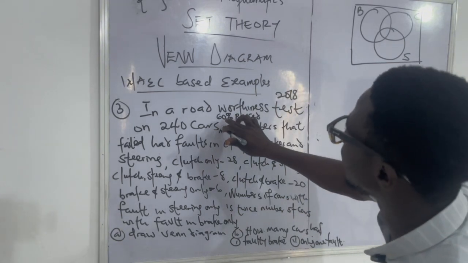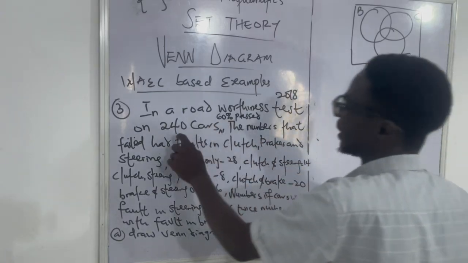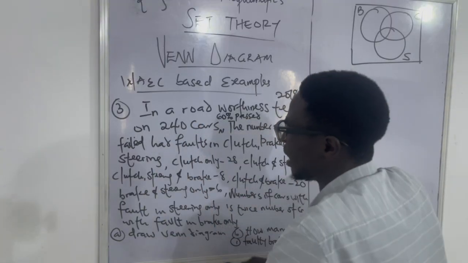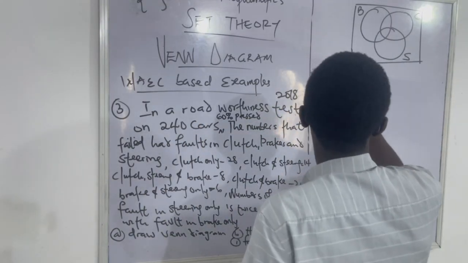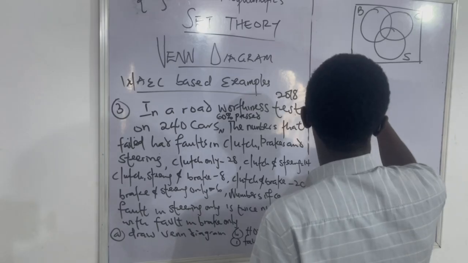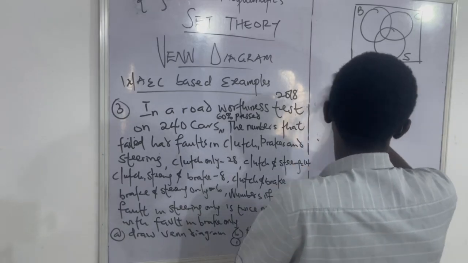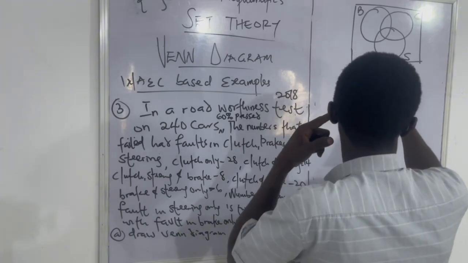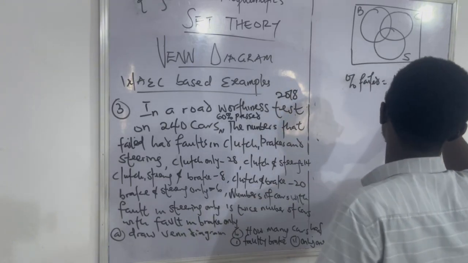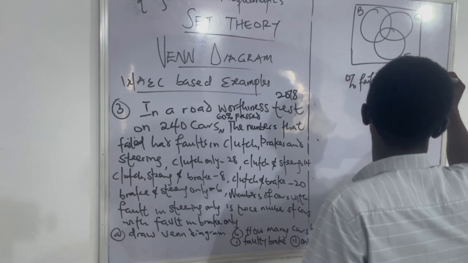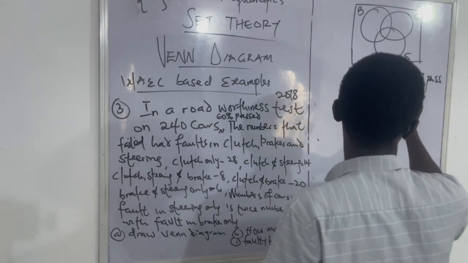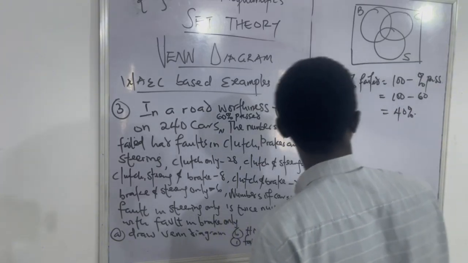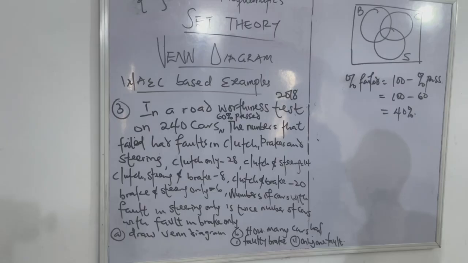Now, they said 60% passed. But in this question, we are dealing with the percentage that failed. So the percentage that failed would be 100 minus the percentage that passed. Are we together? So that's 100 minus 60, so that's 40% failed.